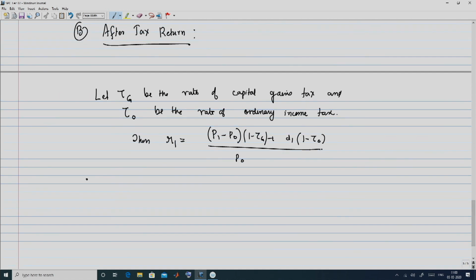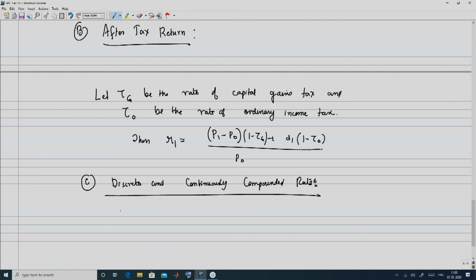Okay, and the last thing that I want to talk about is discrete and continuously compounded rate. This is something that I had broached upon in the last class, but I will just recall this. If we have two time periods 0 and 1, then your P at 1 is going to be P0, and if R is the annual interest rate, and it is paid m times a year, this is going to be P0 into (1 plus R over m) to the power m.